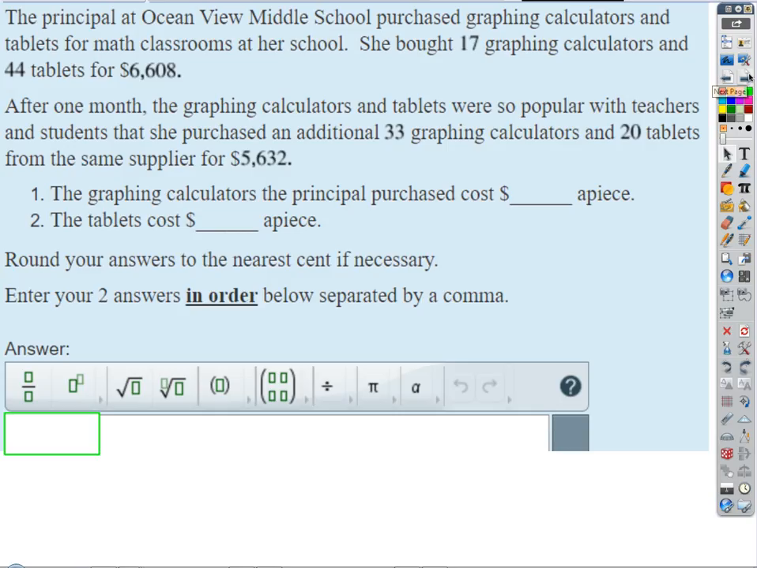What about something like that? Same kind of a thing. In this case, when a person buys 17 graphing calculators and 44 tablets, the total cost is that. When a person buys 33 graphing calculators and 20 tablets, cost is that. What are the variables going to be this time? AKA the unknowns.